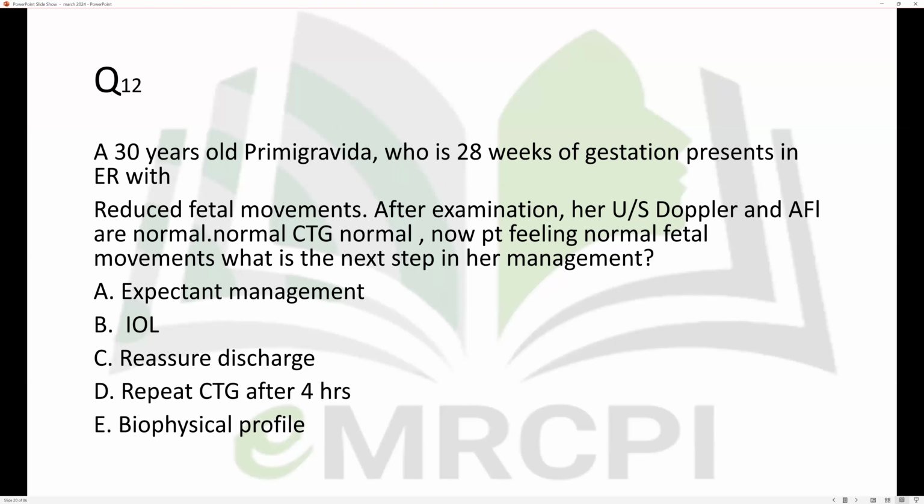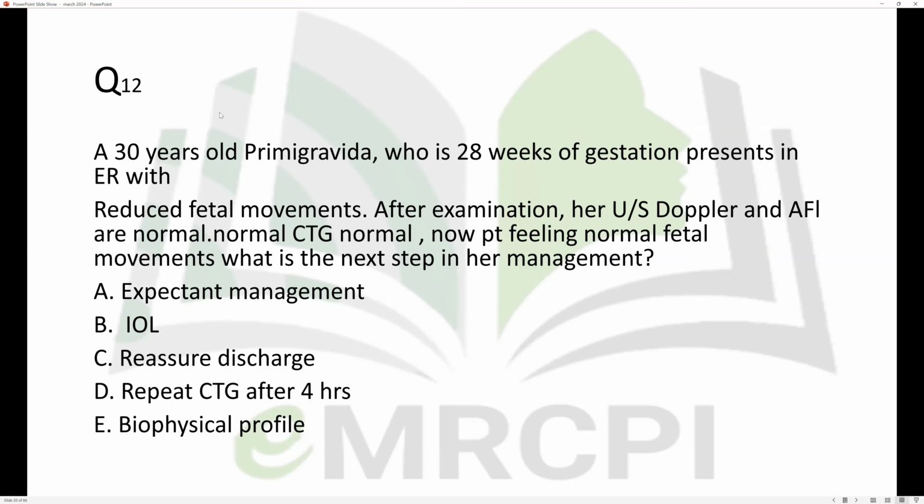A 30-year-old primigravida who is 28 weeks of gestation presented to the ER with reduced fetal movement. After examination, her ultrasound Doppler and AFI are normal, normal CTG as well, and now the patient is feeling normal fetal movement. What is the next step in her management? Reassurance, repeat the CTG, biophysical profile, already done, induction of labor or expectant management. Yes, reassure and discharge. Yes, it's a common practice.